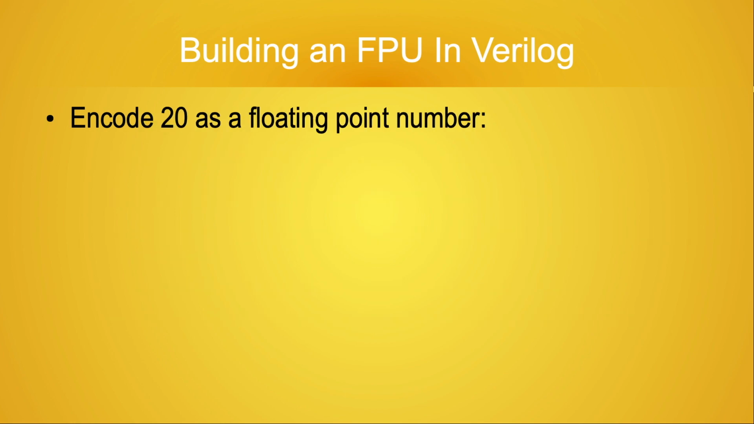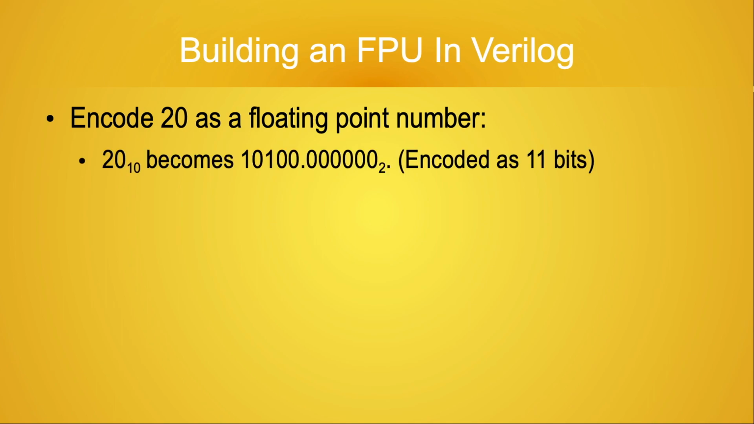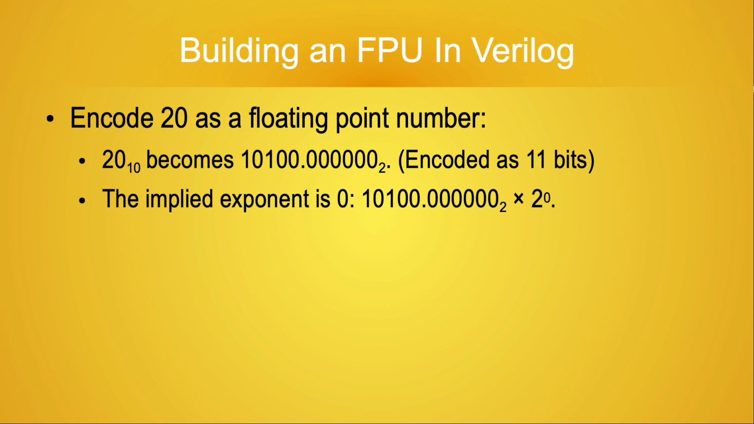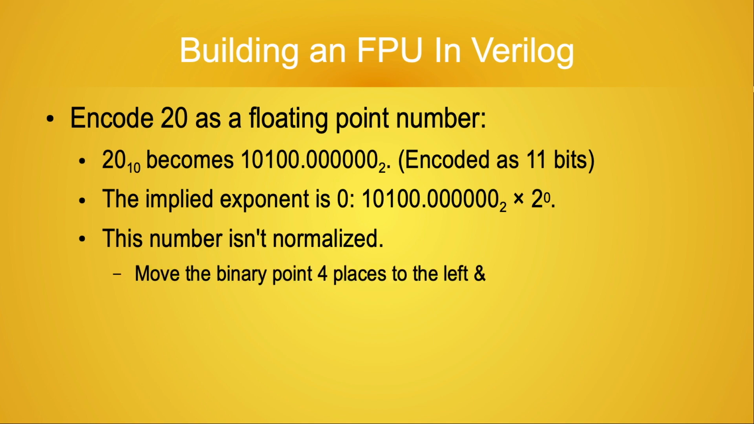Let's go back to the radius value we used when we calculated the area of a circle. The number 20 written in binary with 11 bits of precision is 10100.00000000. For this value, the exponent would be 0, but, like scientific notation, we're only allowed to have one digit to the left of the binary point. So we shift the binary point 4 positions to the left and add 4 to the exponent, so this number is now written as 1.0100000000 times 2 to the 4th power.